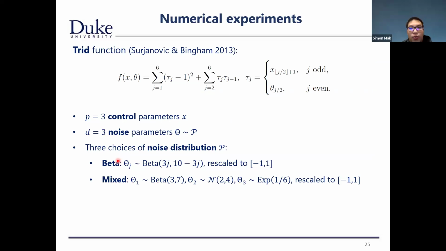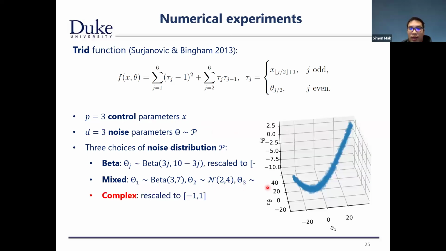Okay, so let's take a look at a quick numerical example here. What we use is this trig test function. Okay, it looks something like this. We have 3 control parameters x, 3 noise parameters theta. And we're going to use 3 different choices of noise distributions. One is just simple, everything is marginal beta distribution. Okay. We're going to use a mixed distribution where theta 1 follows beta, theta 2 follows normal, and just to play around, theta 3 follows exponential.